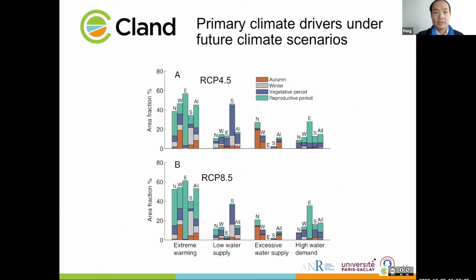And then let's see, when we do the attribution analysis for the future yield shock probability, how the primary climate driver has changed in the future. We can see a distinct increase in extreme warming as the primary driver in both scenarios, and Eastern Europe has the largest increase. This probably explains why the yield shock has increased most there in the spatial pattern.